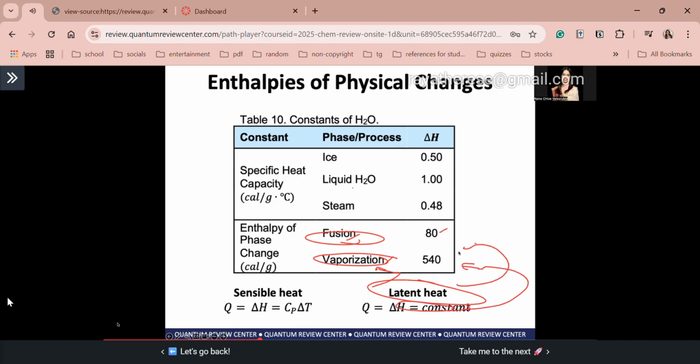Okay? So guys, you may have wondered, I made it in cal instead of in joules so it is easier to memorize. When in cal, it is easier to memorize these values. So for fusion, it's 80. For vaporization, it's 540. Okay? Then the units of enthalpy of phase change is cal per gram.